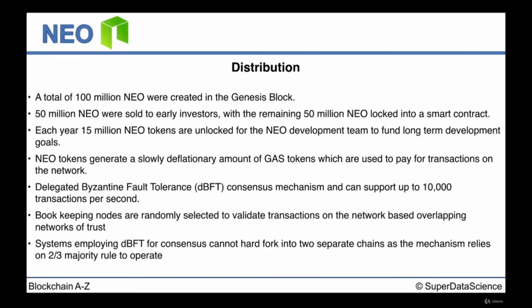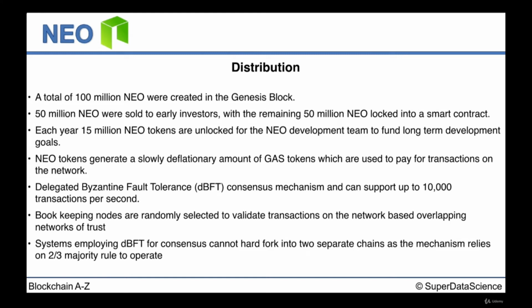And now we arrive at the distribution, one of the key aspects of the cryptocurrency. 100 million NEO were created in Genesis, with 50 million NEO sold to early investors and the remaining 50 million locked into a smart contract. Each year, 15 million are unlocked for the development team to fund long-term development goals.